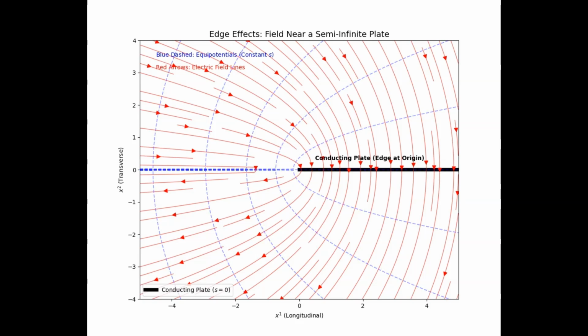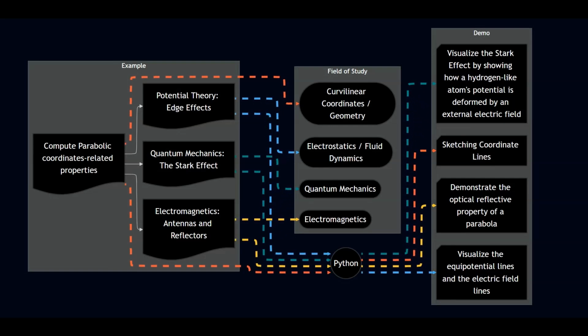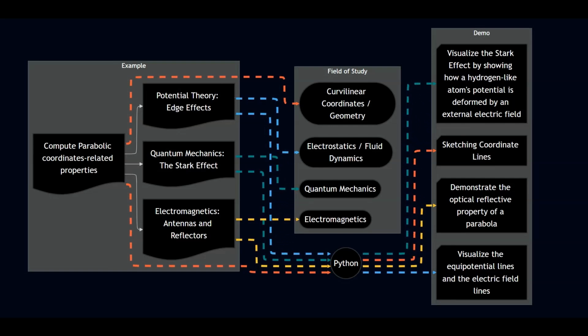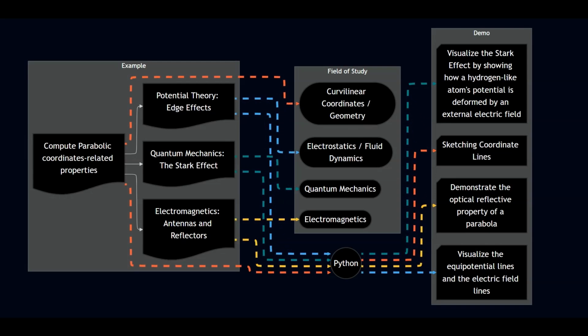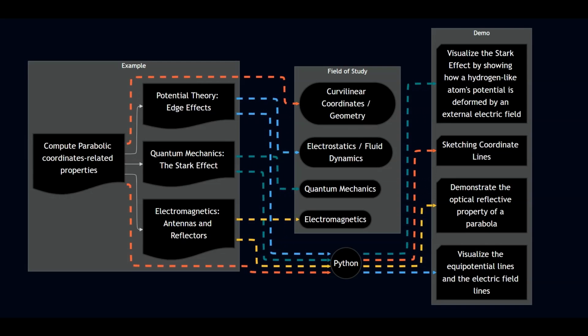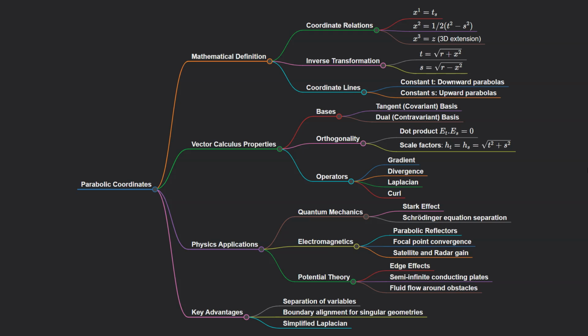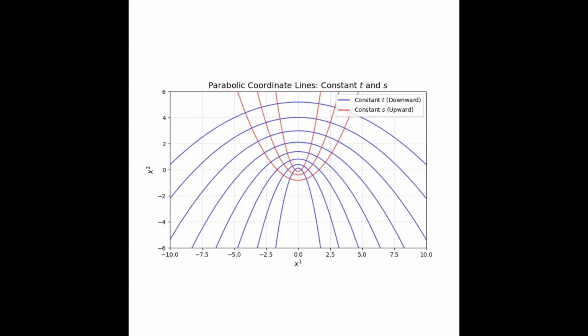However, because parabolic coordinate lines naturally align with this tunneling path and the tilt of the field, the complex quantum equations become solvable. This allowed pioneering physicists to accurately calculate how spectral lines, the fingerprints of light from atoms, split and shift under electrical pressure.